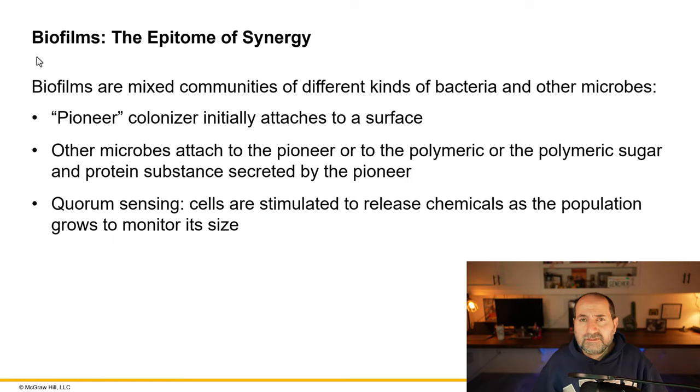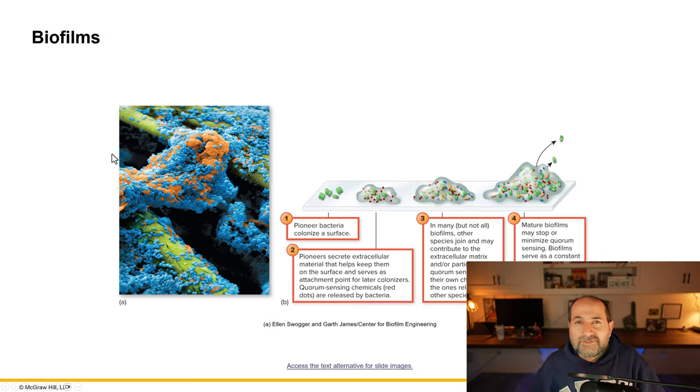Now, one type of association I will talk about are biofilms. Biofilms are mixed communities. Communities refer to different species of different kinds of bacteria and other microbes all living together and helping each other out. And here's how a biofilm works. Let me give you an example. An example of biofilm would be the plaque on your teeth, right? The plaque that grows on your teeth that you need to brush off at the end of the day.